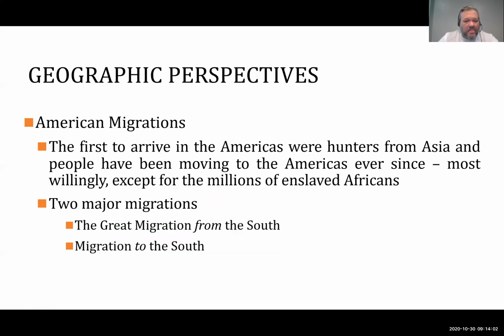All righty. So two big types of migration in the U.S., two big events. We've talked about the forced migration of slavery. These are voluntary migrations, and these are internal migrations. And so the first one is called the Great Migration, and the second one, the migration to the South, is called the Sun Belt migration. I have a loud dog, I'm sorry.